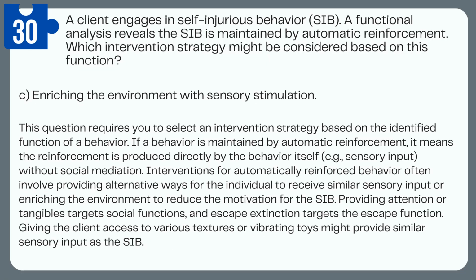Answer: C. Enriching the environment with sensory stimulation. This question requires you to select an intervention strategy based on the identified function of a behavior. If a behavior is maintained by automatic reinforcement, it means the reinforcement is produced directly by the behavior itself. Example: sensory input, without social mediation. Interventions for automatically reinforced behavior often involve providing alternative ways for the individual to receive similar sensory input or enriching the environment to reduce the motivation for the SIB. Providing attention or tangibles targets social functions, and escape extinction targets the escape function. Giving the client access to various textures or vibrating toys might provide similar sensory input as the SIB.